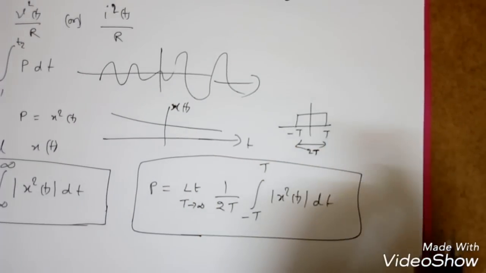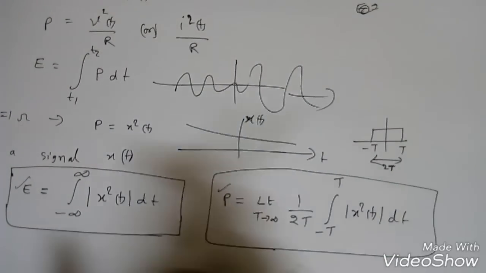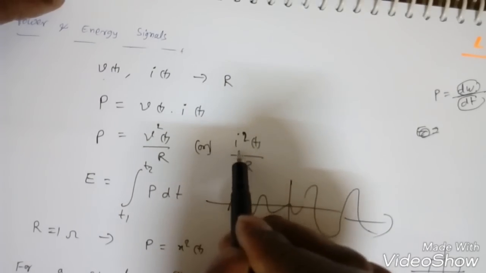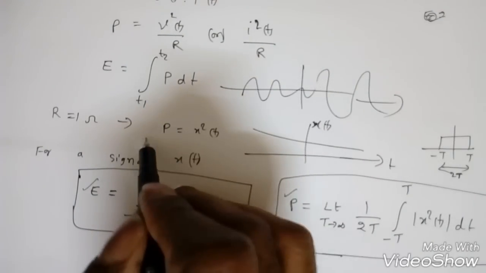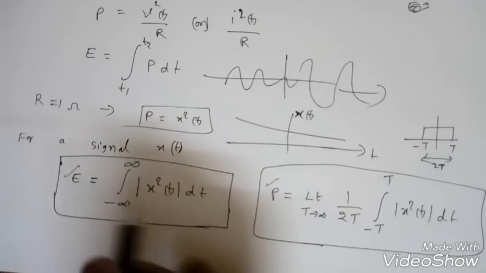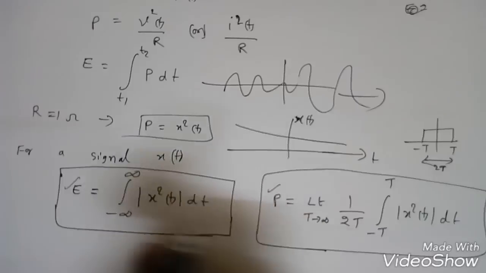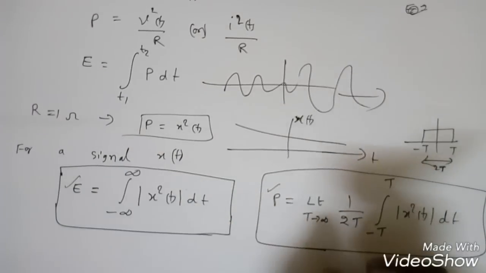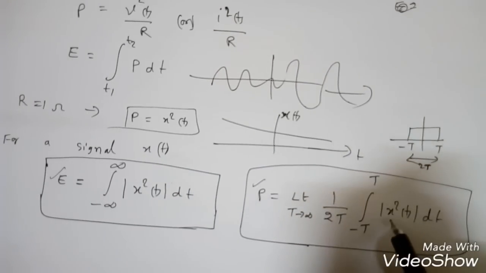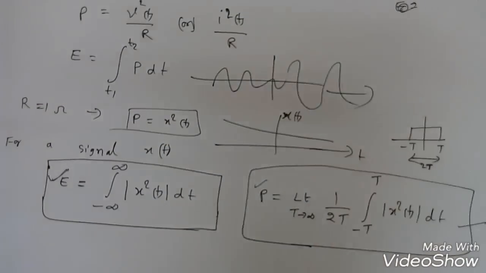That is x square t dt. So you have to remember this. I hope you got the main concept, that is from this one. So V square by R, I square by R. For generalized expressions we take p as x square t, x of t into x of t, right? So if I integrate the power, I will get the energy. Now if that energy is spent across some time, that is 1 by 2T, so we have to integrate from minus T to T mod x square t dt. So this is the power and this is the energy, right?